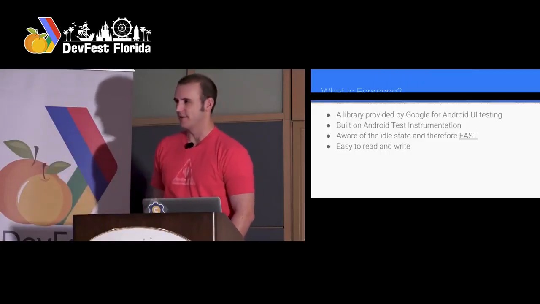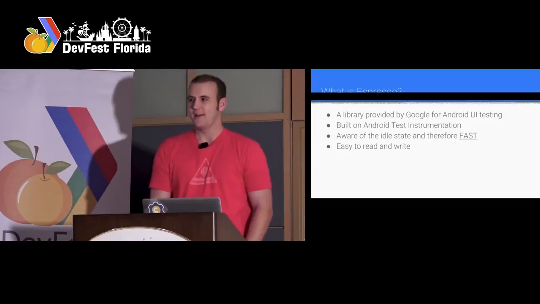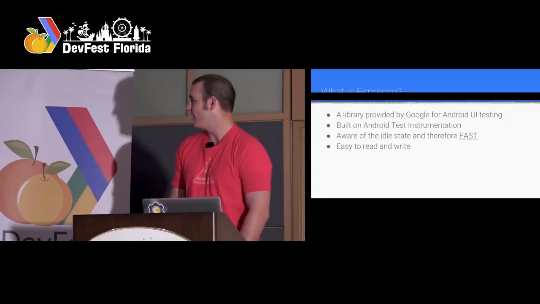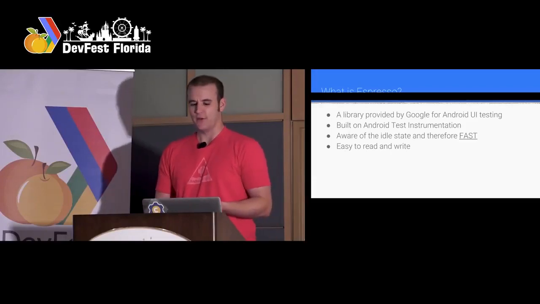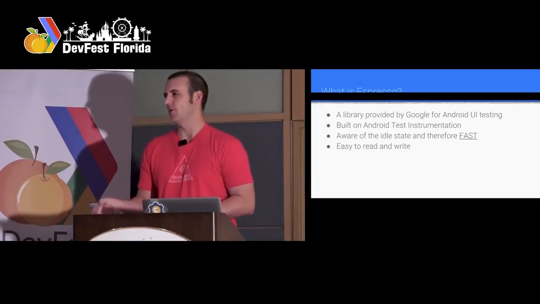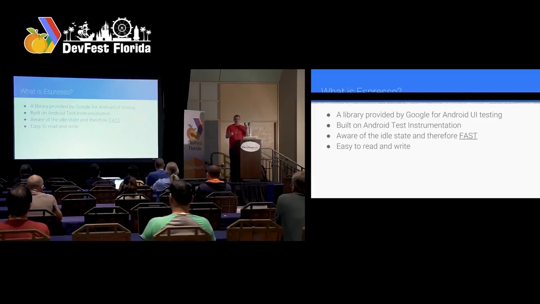So luckily, we don't have to watch a Nicolas Cage movie. We're going to do Espresso in 60 seconds. All right, what is Espresso? It is a library provided by Google for Android UI testing. It's built on top of the Android instrumentation framework, and it's aware of the idle state of your application. Idle state means that nothing's actually processing in the app. You come to a state where the phone's now in idle state, and now you can check something. This is very important in UI testing because you want to wait until it's done processing everything, and then at that point, check to see what the screen looks like. Because it is aware of idle state, it is very fast.